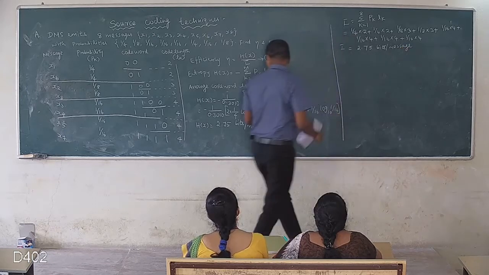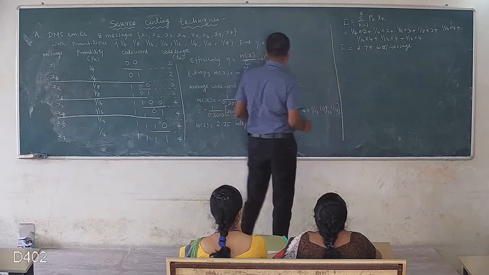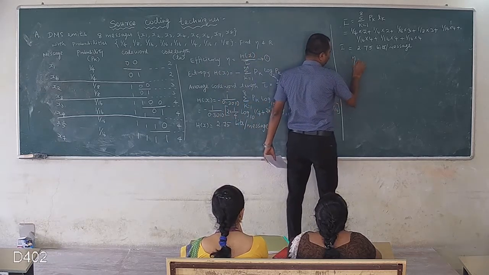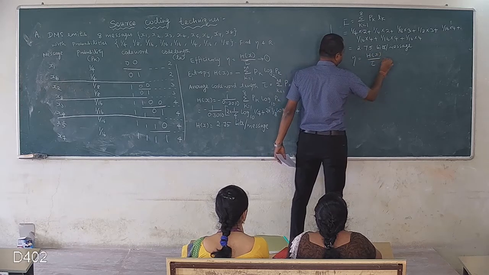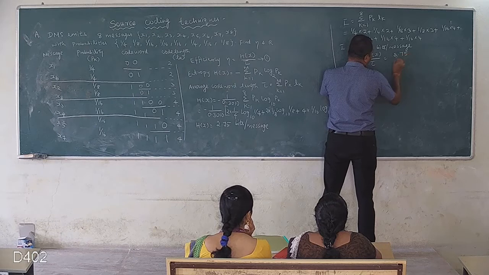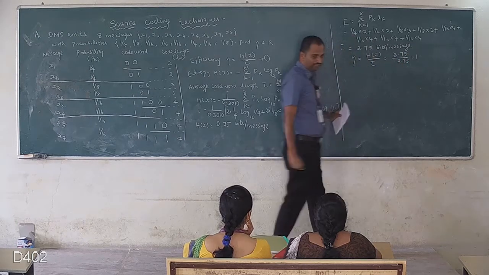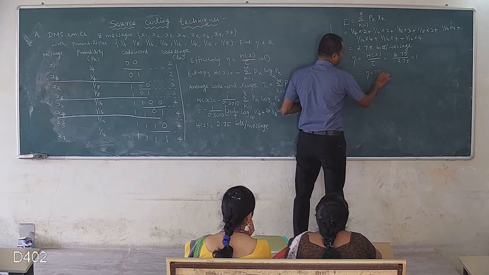So we have calculated entropy and we have calculated L bar. So we are in a position to find efficiency of the communication system eta. So eta is equal to h of x by L bar. Since h of x and L bar are the same, 2.75 bits per message, we'll end up with eta being 1. Therefore, percentage of eta will be 100%.